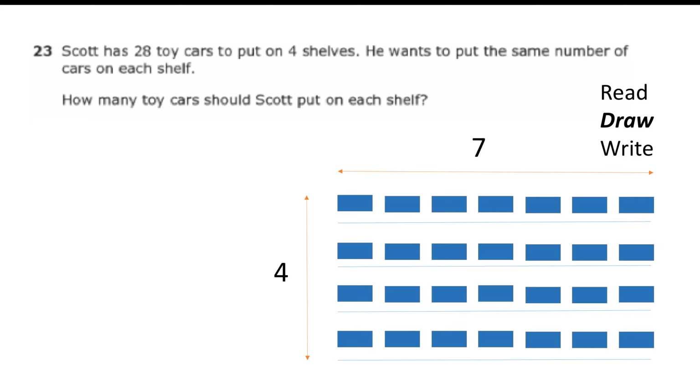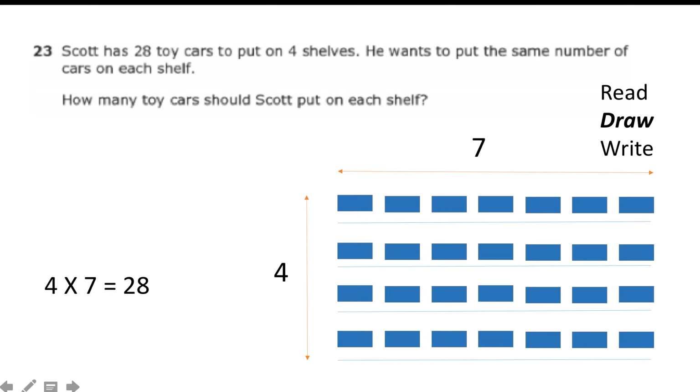If you said multiplication, you are on the money. So we can multiply our 4 rows by our 7 columns, and that gives us a total of 28. So when we're finding the total of arrays, we're going to multiply the number of rows and the number of columns to find the total number.